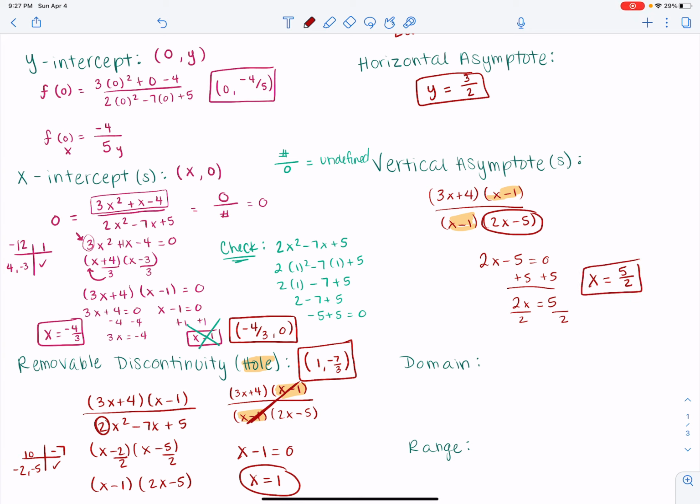Okay. Now, let's talk about domain and range. So domain is all of the x's that I would ever touch in a graph, right?